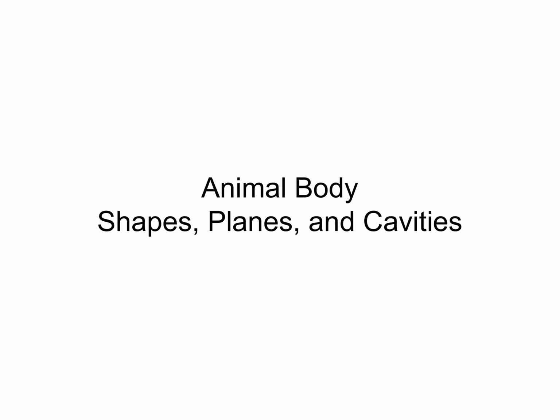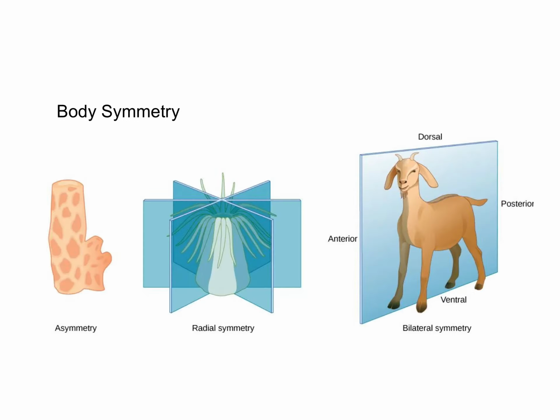In this video, we're going to talk about the shapes, planes, and cavities of the animal body. So first, let's do a quick review of the different types of symmetry that are associated with animal bodies. And this was covered in a previous lesson.